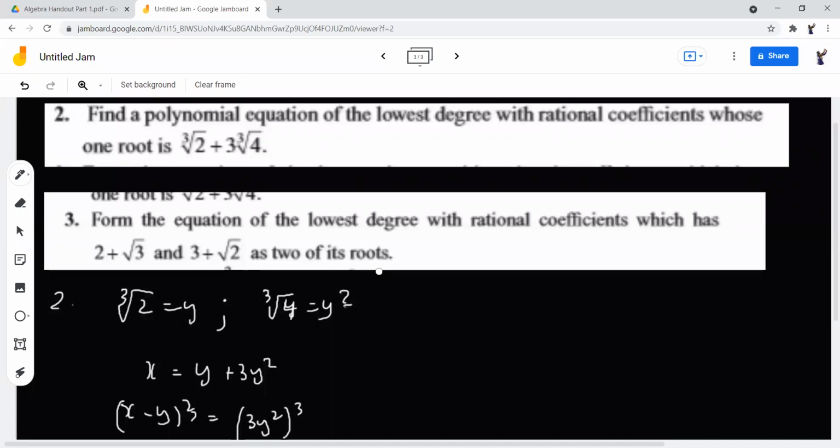Bro, the answer is x cube minus 3x plus 2 equal to 0. Sorry, I think this is a calculation mistake. The answer is x cube minus 18x minus 2x plus 2 equal to 0. No, I think there's some calculation mistake. I'm going to solve the question. Just a minute.